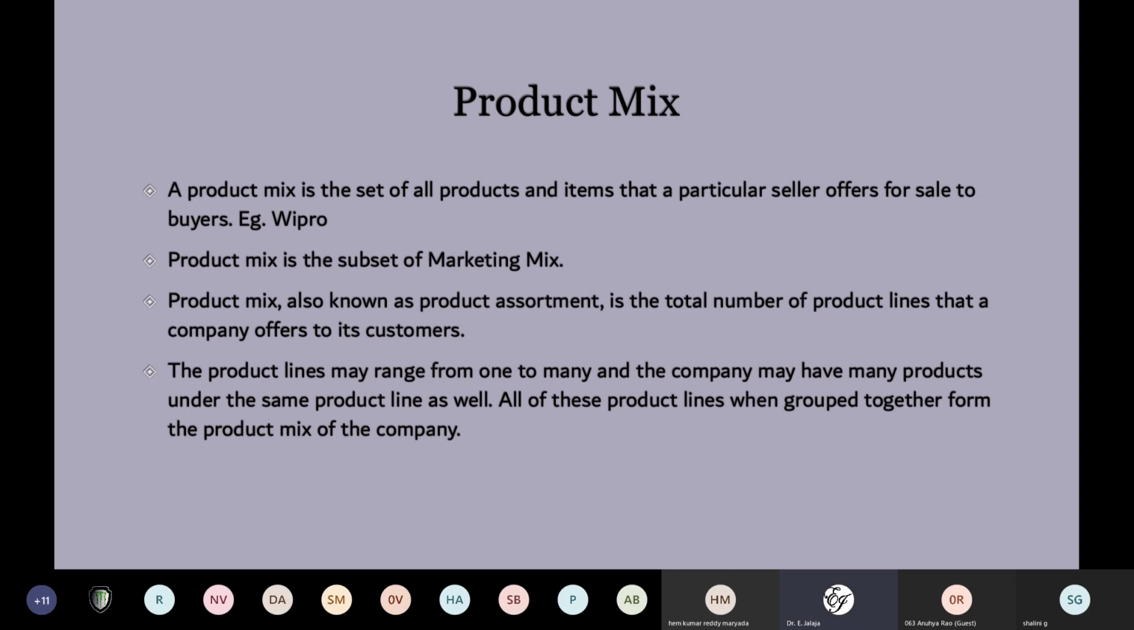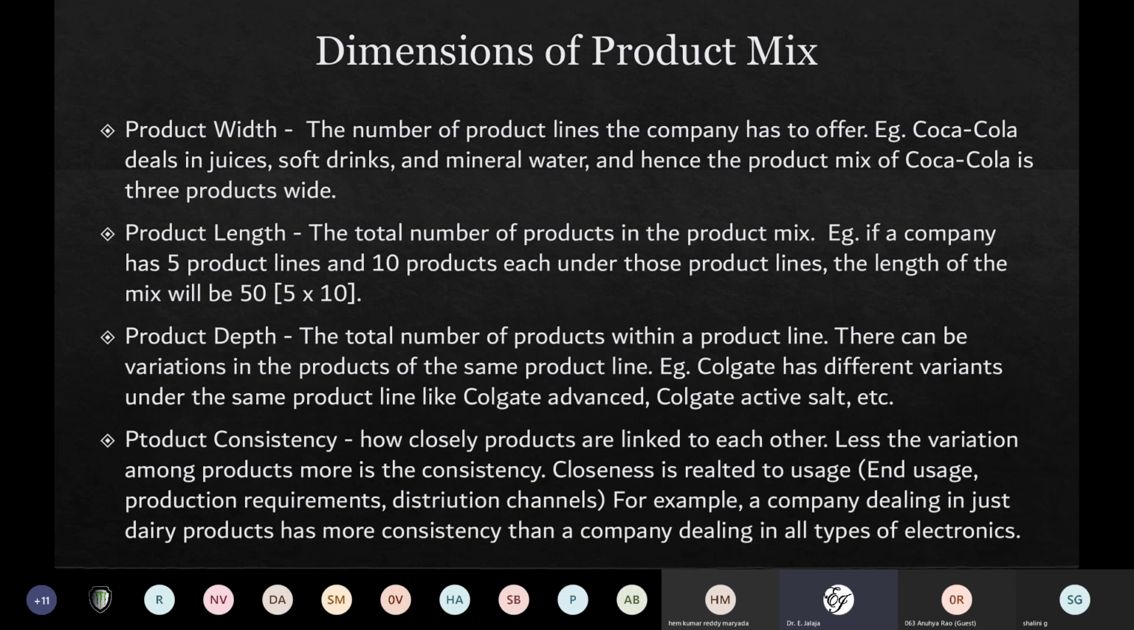It is also known as the product assortment because it includes all the product lines. And this product mix will range from 1 to many. All these lines will fall under the marketing mix itself. If you group everything together, whatever is offered by a company is called the product mix. And the product mix consists of 4 elements: width, length, depth, and consistency.